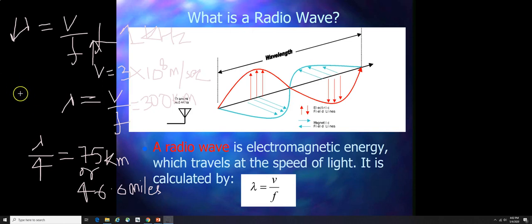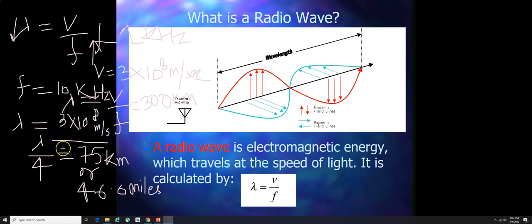So to illustrate this, let's take an example of a signal working on a 10 kilohertz frequency. If you are working on 10 kilohertz of frequency, then your lambda, which is the wavelength, will come out to be 30 kilometer. You can use these values, 3 into 10 to the power 8 meter per second upon 10 kilohertz.